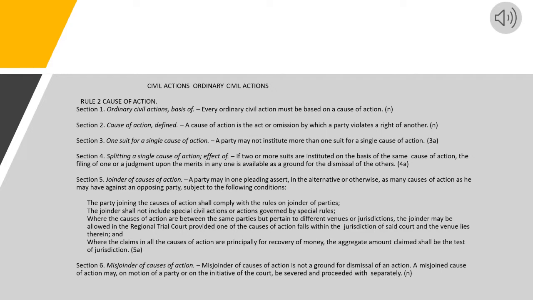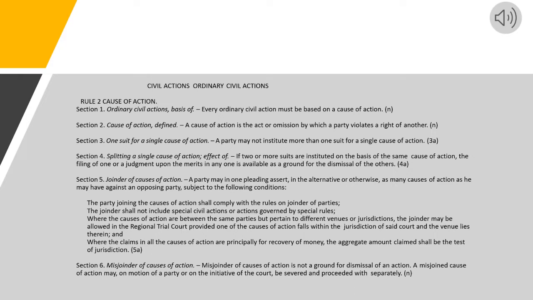Where the causes of action are between the same parties but pertain to different venues or jurisdictions, the joinder may be allowed in the regional trial court provided one of the causes of action falls within the jurisdiction of said court and the venue lies therein, and where the claims in all the causes of action are principally for recovery of money, the aggregate amount claimed shall be the test of jurisdiction.